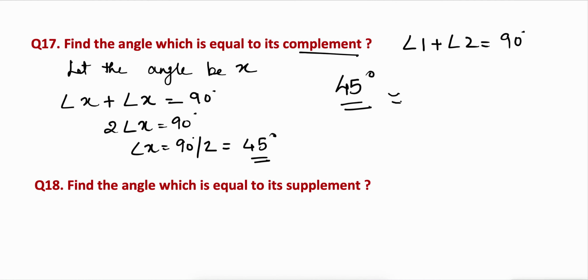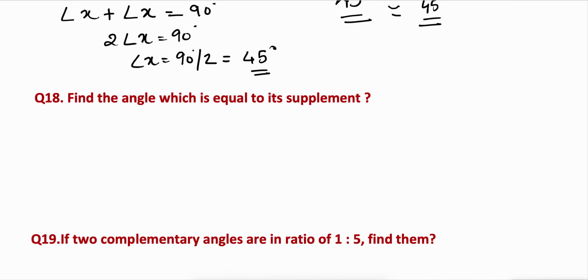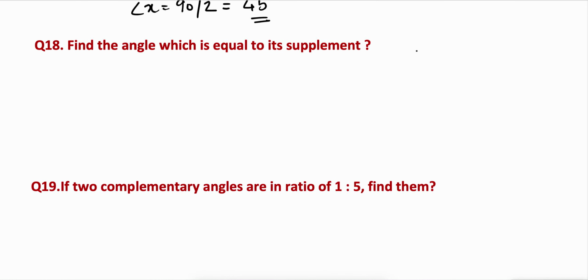Now find the angle which is equal to its supplement. For supplementary angles we know angle 1 plus angle 2 is equal to 180 degrees.